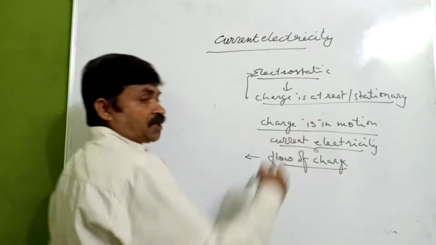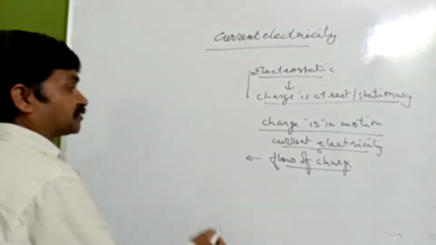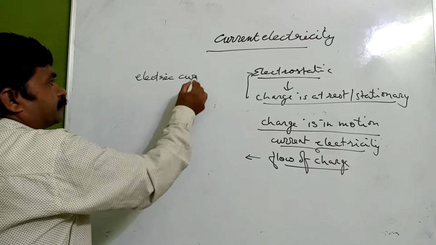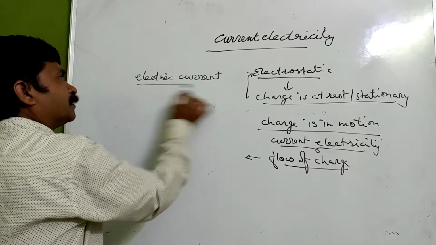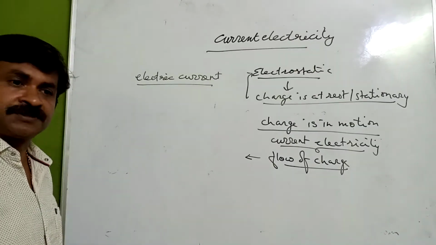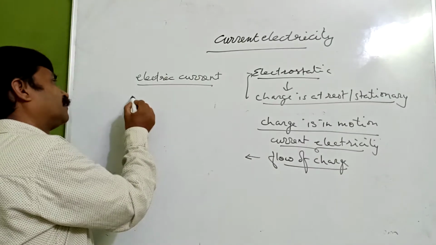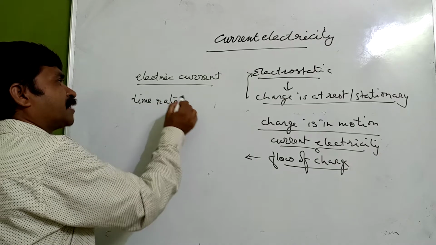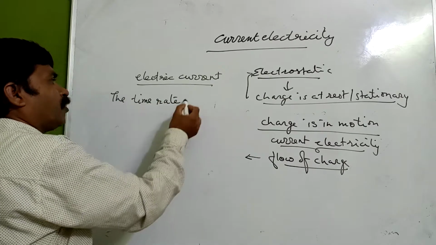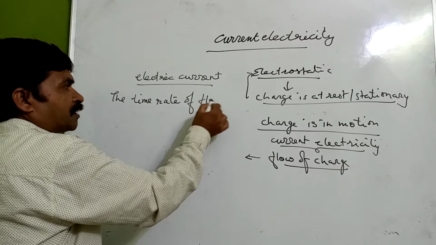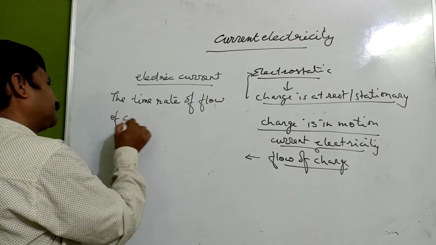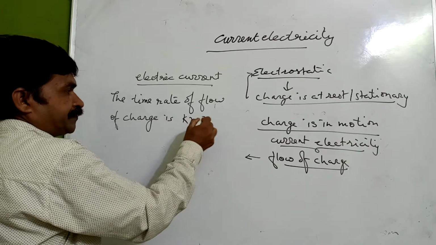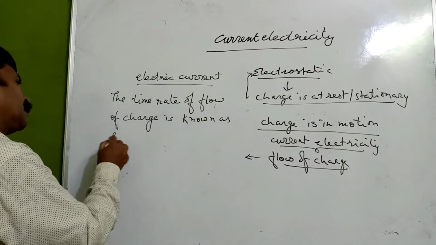If there is a flow of charge, then we call it an electric current. So electric current means flow of charge. We can define it in this way: the time rate of flow of charge is known as electric current.